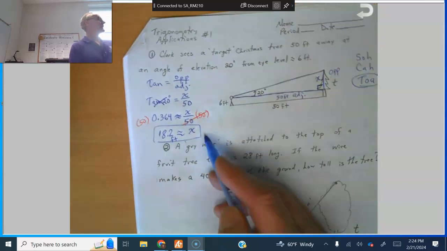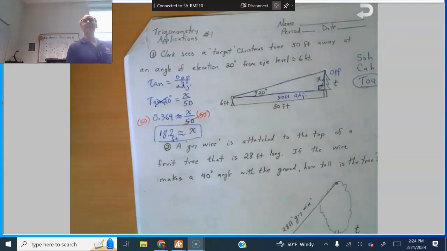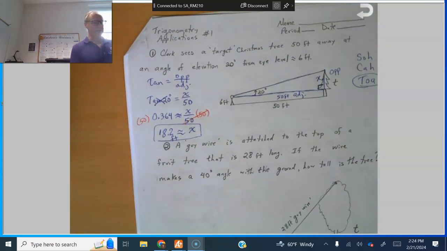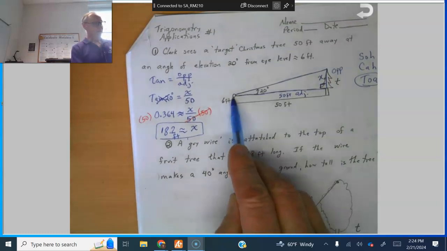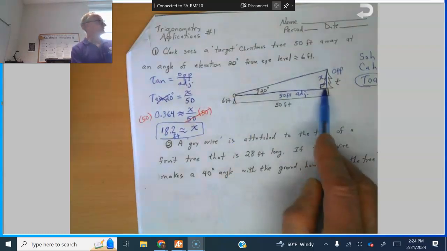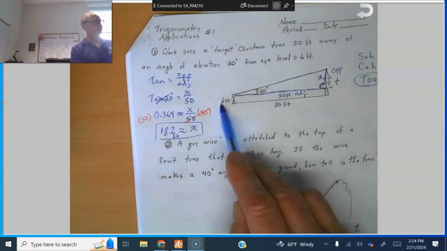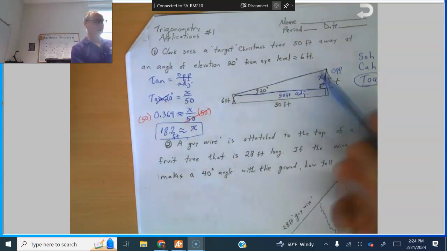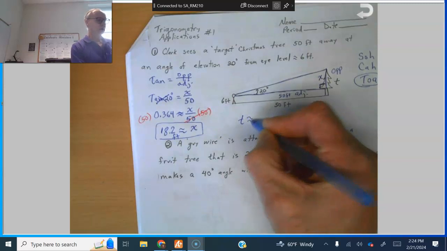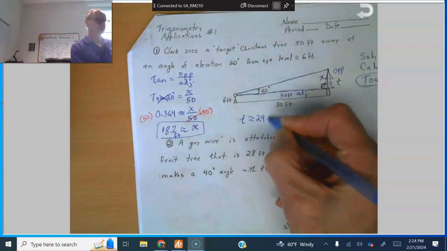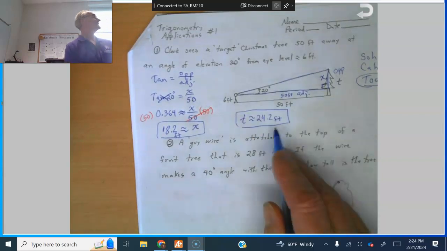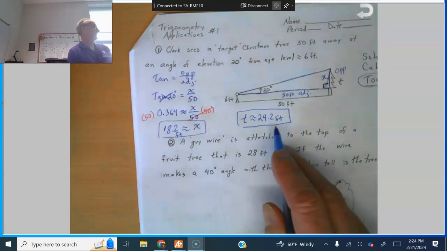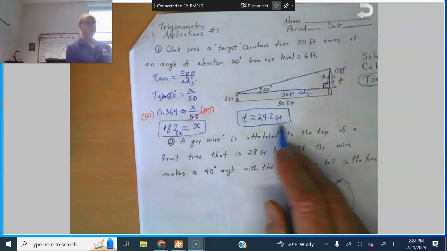Is this the height of the tree? Look at your diagram. Nope. How much taller is your tree than that? 6 feet, because this is his eye level, isn't it? So you have to add the 6 to get the tree. The tree is actually approximately 24.2 feet. I do not think he's going to fit this one in his living room no matter how hard he tries. It's just not going to go.